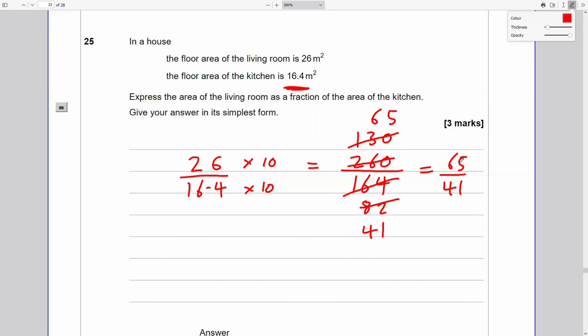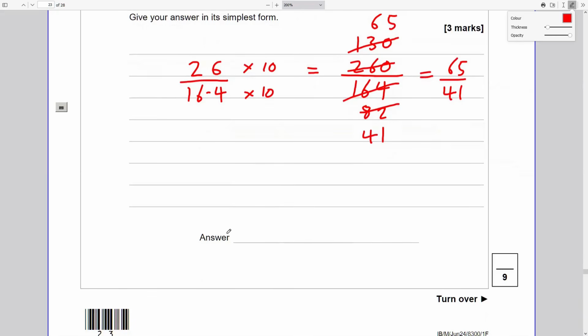It's a top-heavy fraction. So 41 41ths is 1. And how many have we got left over? Let's take it off of there. So we've got 24 41s. And I don't think that's going to cancel down. I think 41's a prime number, so I don't think it can go any more.